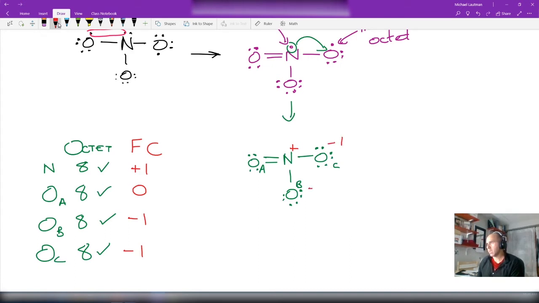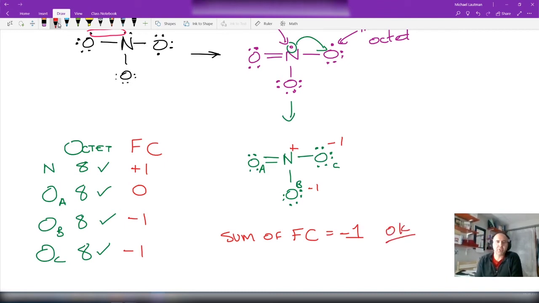-1 and -1. Now, is this a problem? Well, the answer actually is no. It's not a problem because the sum of the formal charges is -1, right? The sum is -1. And guess what? Nitrate is -1. So it's okay.